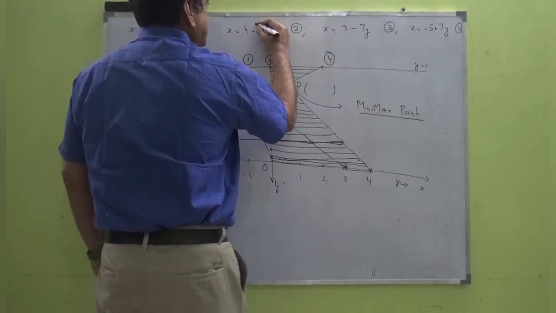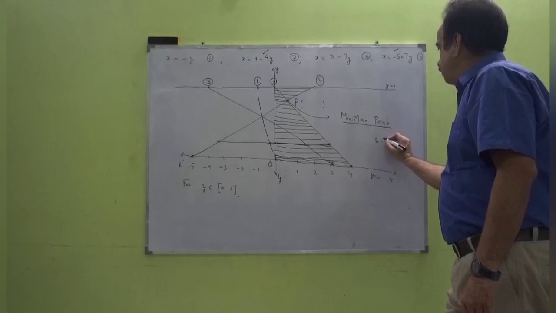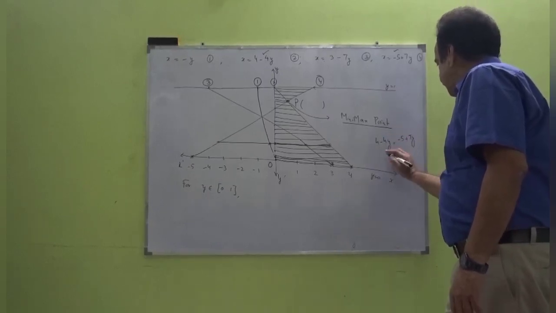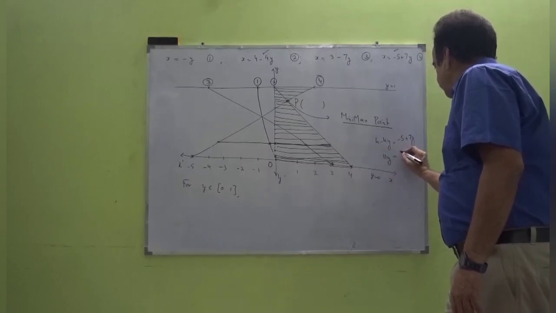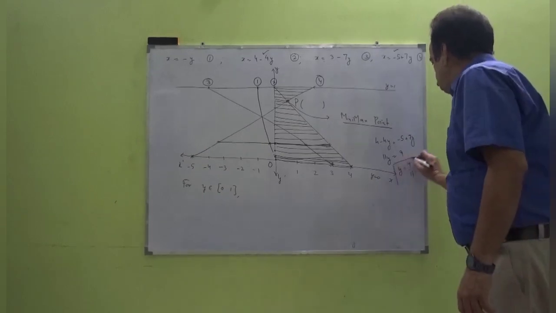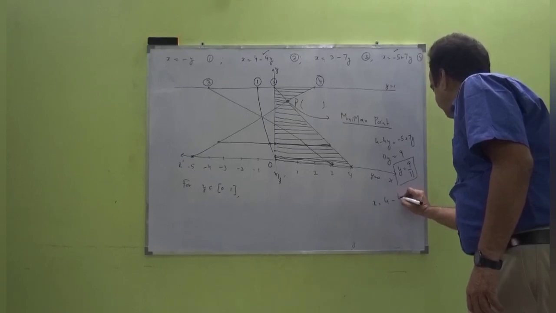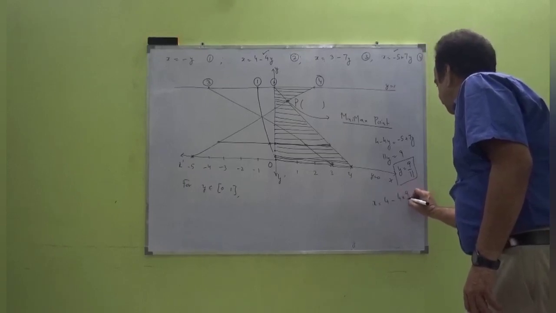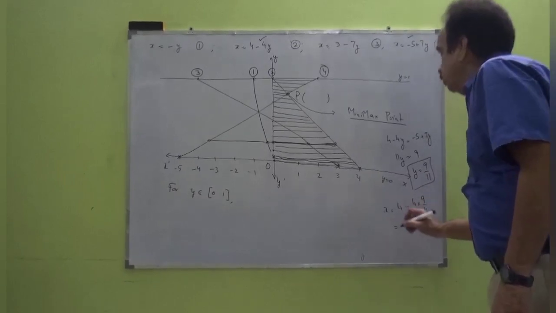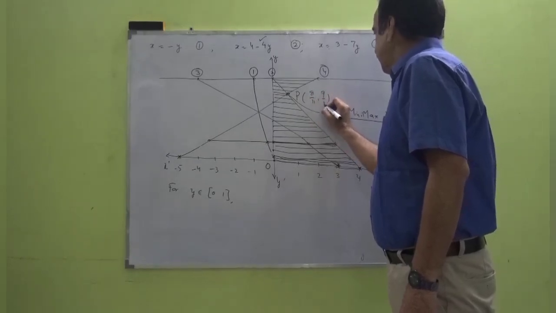Solving these two, this is second and this is fourth, just equating these two: 4 minus 4y is equal to minus 5 plus 7y. You will get 11y equal to 9. So y will be equal to 9 by 11. And then what will x be equal to? x will be equal to 4 minus 4y, that is 4 minus 4 into 9 by 11, that is 44 minus 36, which is 8 by 11. So the point P is 8 by 11, 9 by 11.